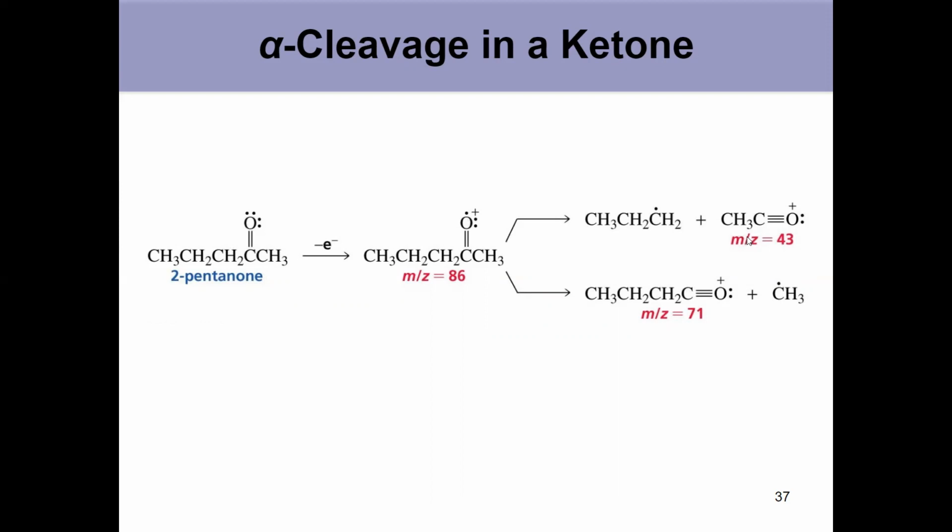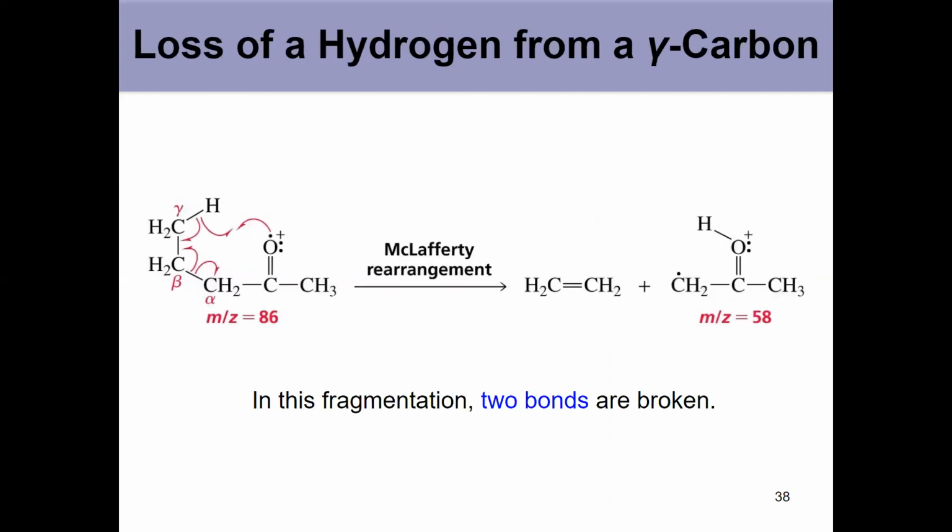Whichever forms the more stable radical is the more abundant peak. So here, primary radical is more stable than methyl radical, so our peak at 43 will be higher than our peak at 71. Weird to look at these triple bonded oxygens, but they have complete octets, so they're present. If you have a gamma hydrogen, you look out for something that's known as a McLafferty rearrangement with ketones.